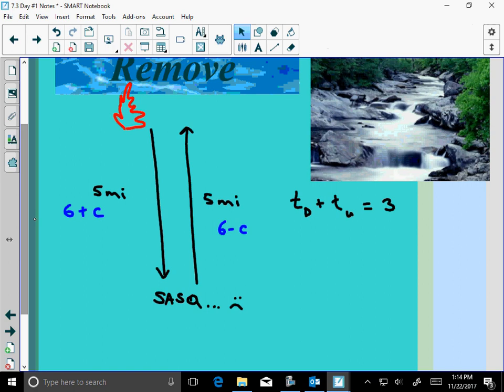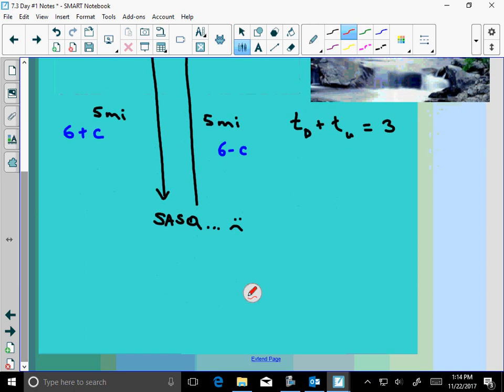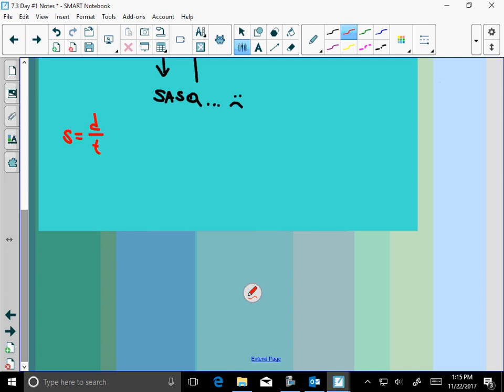All right, now what equation are you familiar with regarding speed? What does speed equal? Distance over time. Okay, in this case, look at this. I have time and time and time. So I want to rewrite this in terms of time. What would that be? Time equals what? Distance over speed.